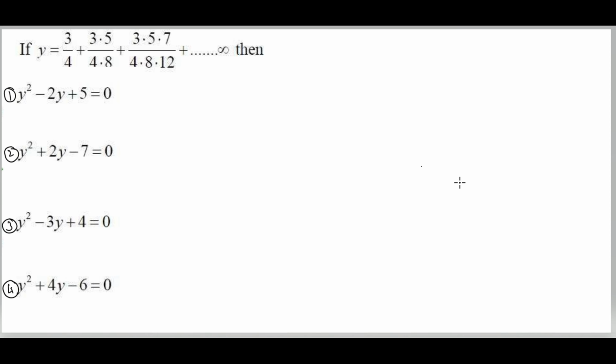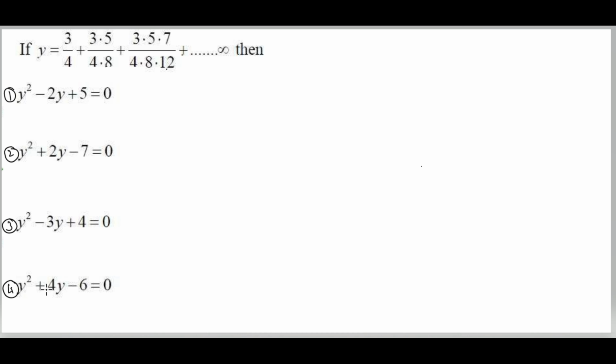Next question. This question is from binomial theorem. Here it is given y is equal to 3 by 4 plus 3 into 5 by 4 into 8 plus 3 into 5 into 7 by 4 into 8 into 12 plus up to infinity. Then the relation, these are the options given: the first option is y square minus 2y plus 5 is equal to 0. The second one is y square plus 2y minus 7 is equal to 0. And the third option is y square minus 3y plus 4 is equal to 0.